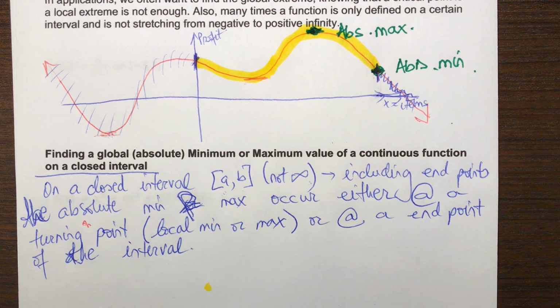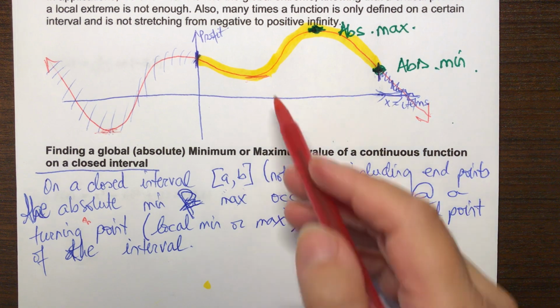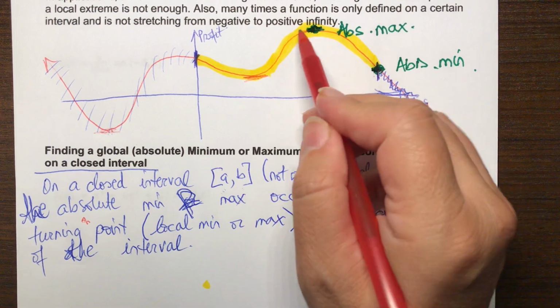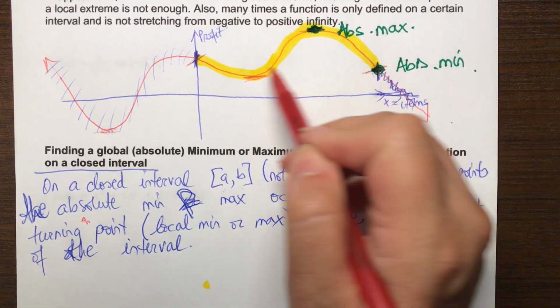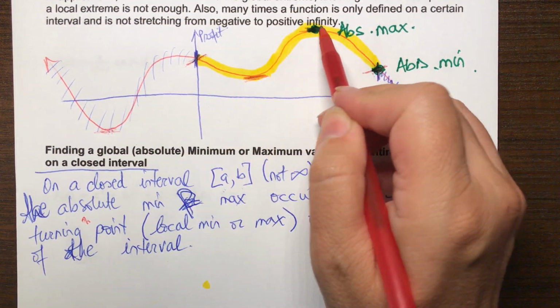I'm going to write it again. Or at an endpoint of the interval. So, right, that's where you're going to find your mins or maximum. Either here, here, here, or here. So these are the only 4 points of interest. Okay.